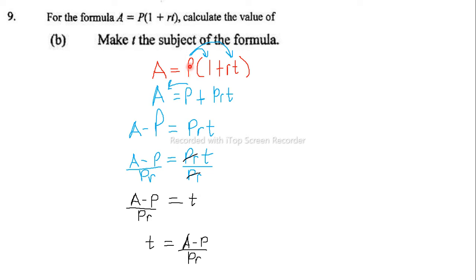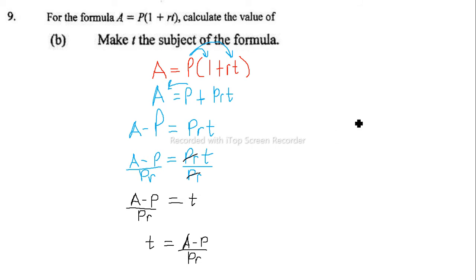Because you multiply the p by the 1, you get p. You multiply the p by the RT, you get PRT. So p would be represented as 1 in this case. It's just because PRT is simply p times r times t.